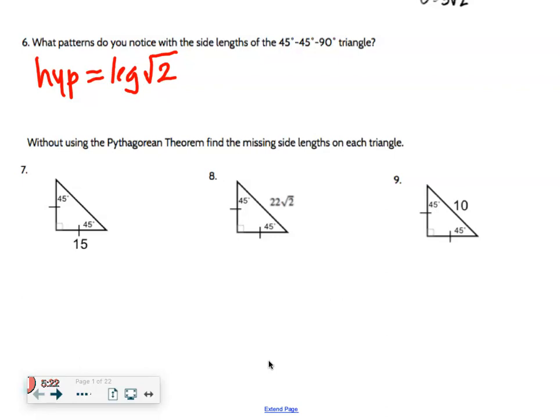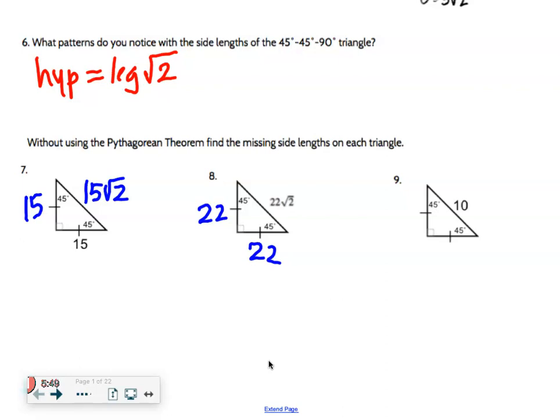What did you guys get for this leg? 15. What's your hypotenuse? All right. Can we work backwards? 22. Now this is the only time it's tricky. This doesn't have a root 2, so I can't just get rid of the root 2 like I did here. How am I going to figure out what my leg is?